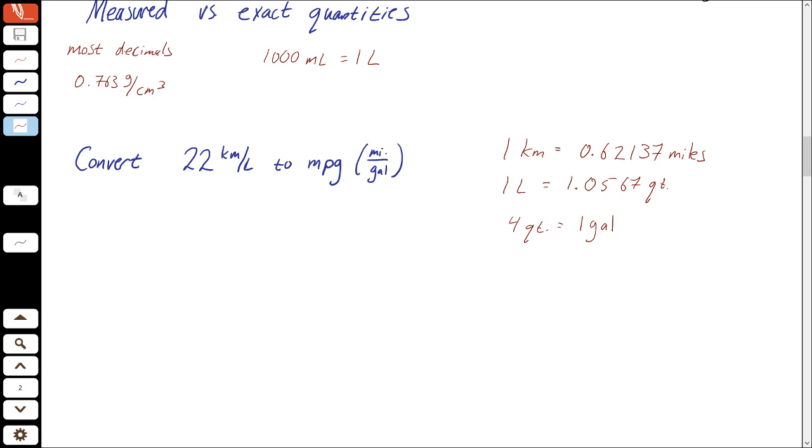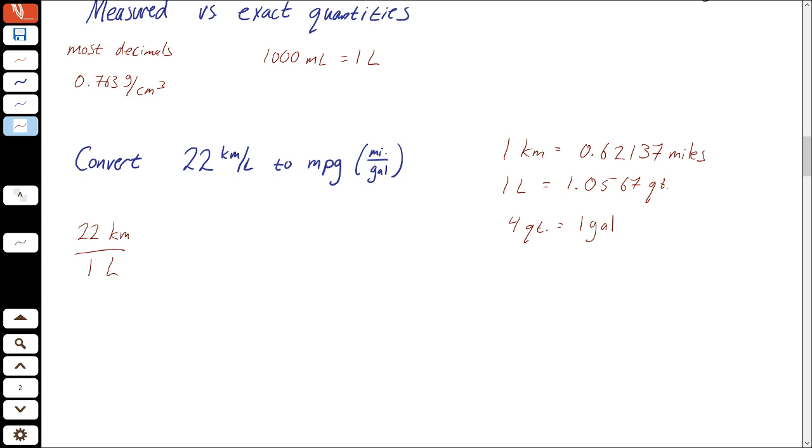So the thing that's a little bit different about this one compared to the previous example is we actually have to convert the top unit and the bottom unit of the fraction. So that first number is 22 kilometers per liter, which we could also write as 22 km per 1 liter, like that. And so we've got to convert that top from kilometers to miles, and we've got to convert the bottom from liters to gallons. So we've kind of got two different conversions going on. We can do them together. All we have to do is switch the units.